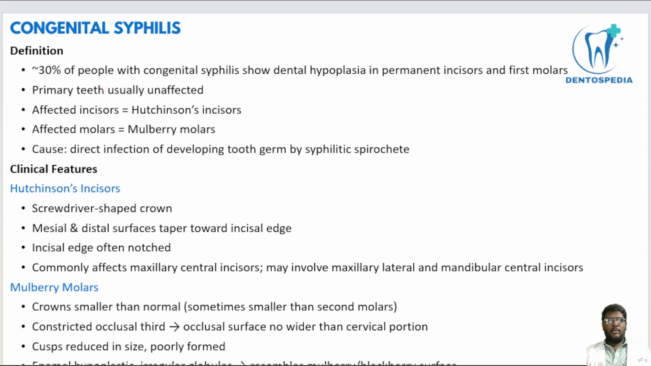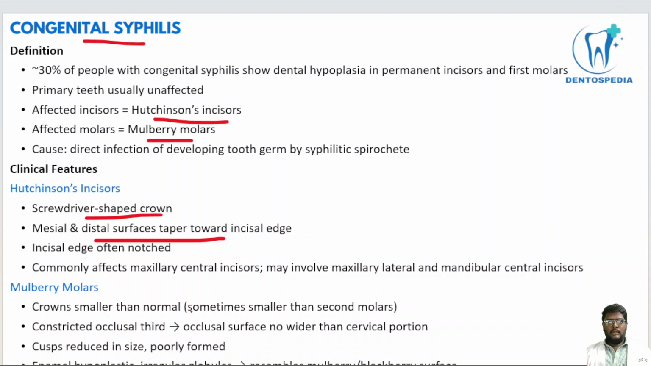And coming to another anomaly, that is congenital syphilis. What are the important characteristic features? They are Hutchinson's incisors and mulberry molars. Hutchinson's incisors are incisors with screwdriver shaped crowns, because the major distal surface of the crown is tapered at the incisor area. That's why they give the appearance of a screwdriver shape. Those incisors are called Hutchinson's incisors.